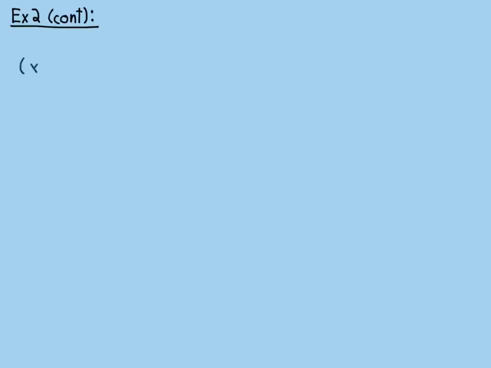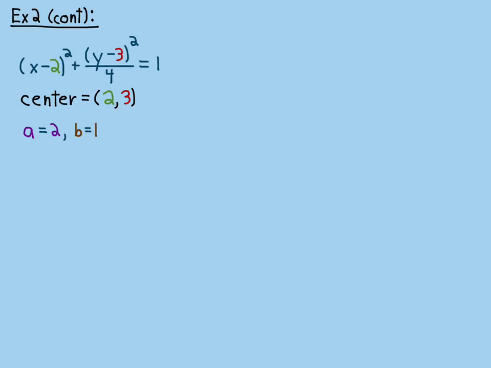Okay, so continuing the problem from the previous video or page, we've got (x - 2)² + (y - 3)²/4 = 1. That's the standard form for the equation of the ellipse. The center is at (2, 3). A is 2, B is 1. The vertices are (2, 1) and (2, 5).